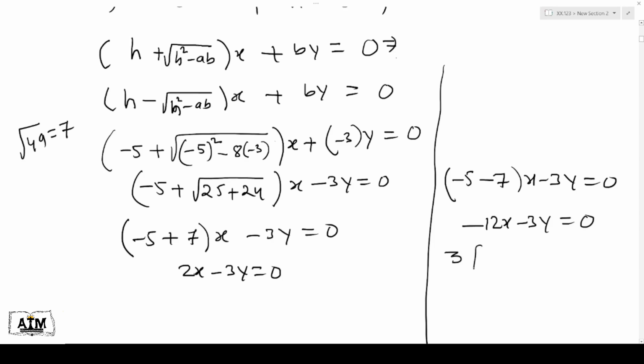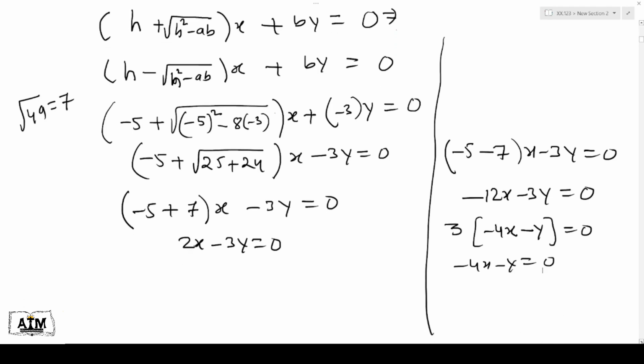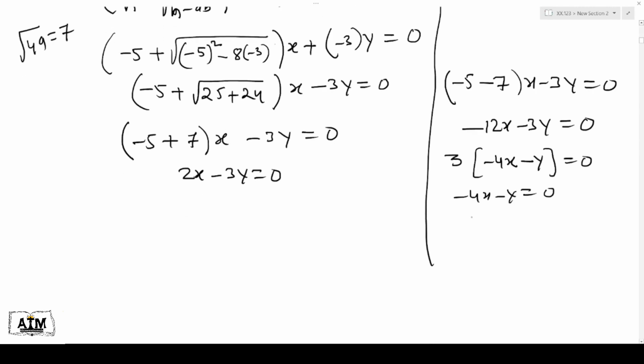Now take 3 common, so minus 4x minus y equals to 0. Minus 4x minus y equals to 0. Therefore, the equation of the second line is 4x plus y equals to 0. So the separate equations of the lines are 2x minus 3y equals to 0, and the second one 4x plus y equals to 0.